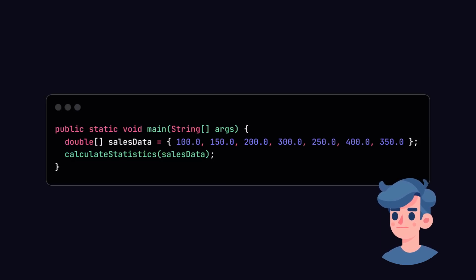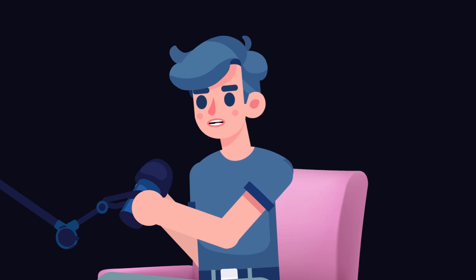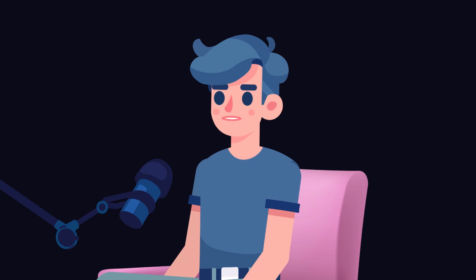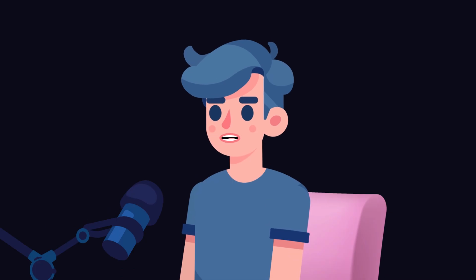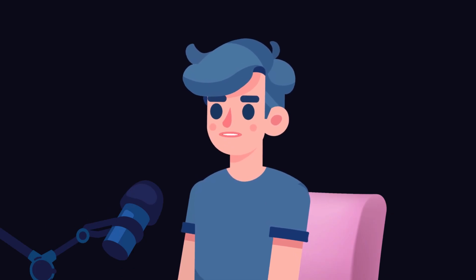Now let's call the calculateStatistics method inside our main function with the sales data array. This should give us a good summary of our sales data. Let's run the program by clicking the green play button or right-clicking on the data analysis class and selecting Run. If everything works correctly, you'll see the mean, median, and standard deviation printed out in the console. This is a great start for any data analysis project.